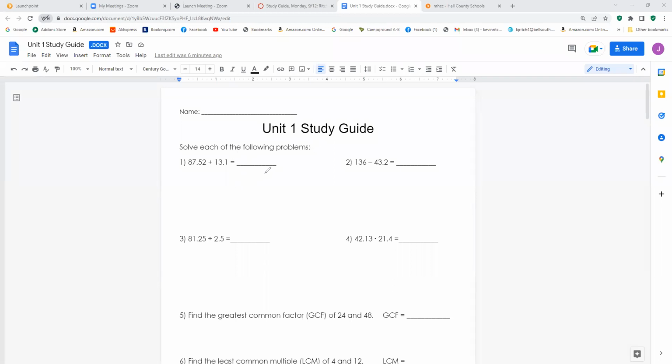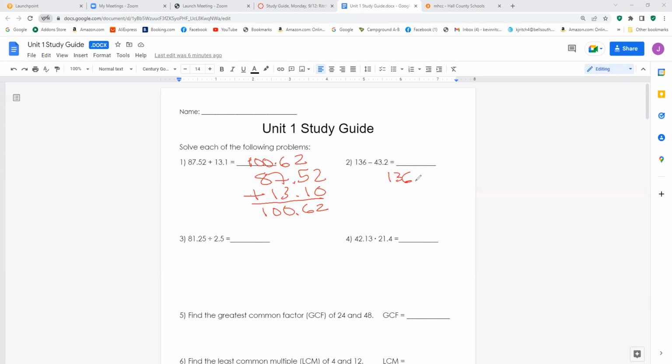So number one, we're going to line up those decimals, 87.52 plus 13.1. We can fill up any gaps with zeros. So we're going to add straight down, and we get 100.62 for number one.